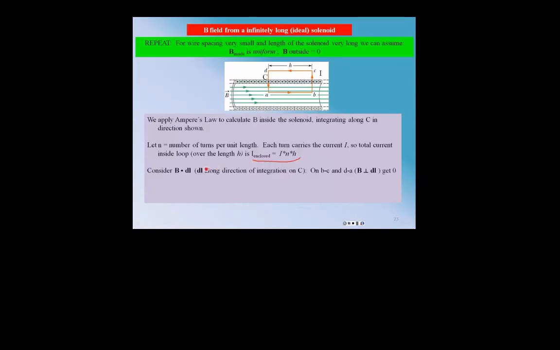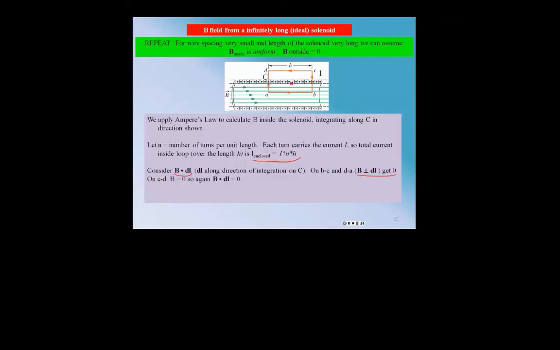Now let's consider a portion of the integral. So we're integrating around the loop, and so we're considering B dot dl, and dl is a little arrow going in the direction of integration on this curve C. First we just take the end parts here, and what we have is that B, which is in this direction, is perpendicular to the path, the dl's on this part here. So that means that those will contribute 0 for that part of the integral. So this part here and this part over here give us 0 contribution.